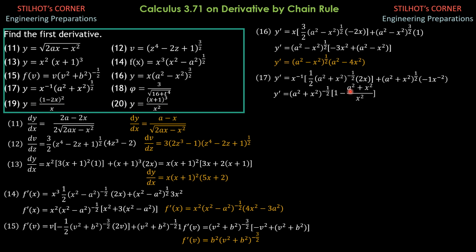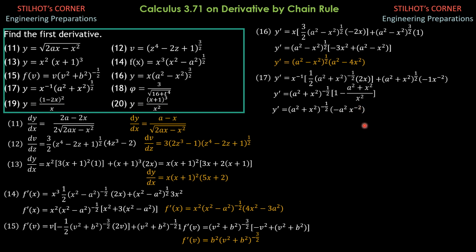So the final answer, therefore, for number 17 is x to the negative 2, then times quantity a squared plus x squared to the negative 1 half. So y prime is, we can write this as a squared plus x squared to the negative 1 half times negative a squared over x squared, or negative a squared x to the negative 2.